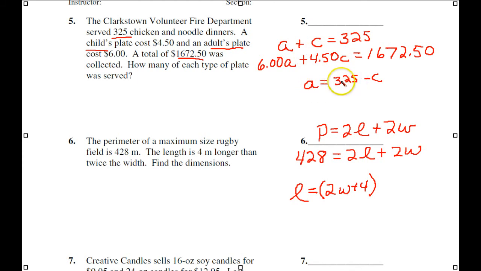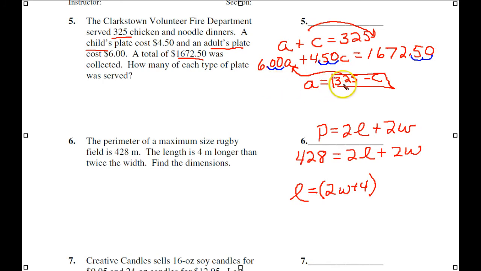So A equals 325, transpose the C over, and I gave you a negative C. So now this is what your A is. You then are going to put this over there and substitute it for the A. But before you do that, I would strongly suggest you get rid of your fractions by multiplying every term by 100. Now you don't have to worry about the decimal points anymore.